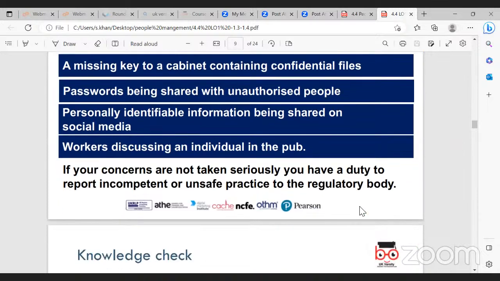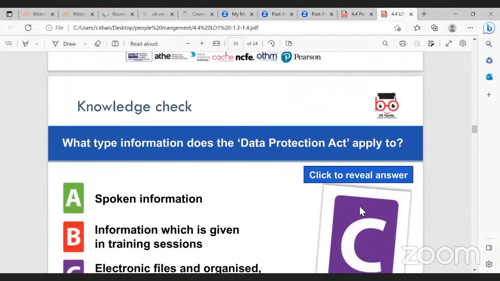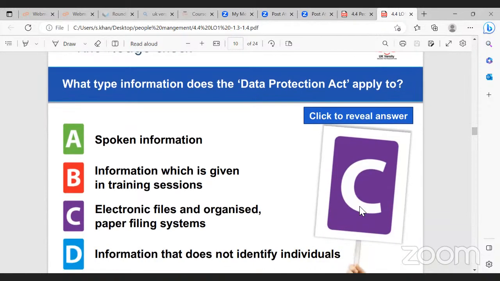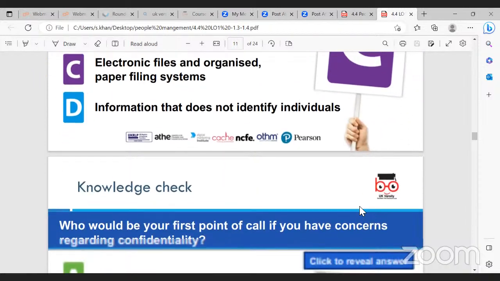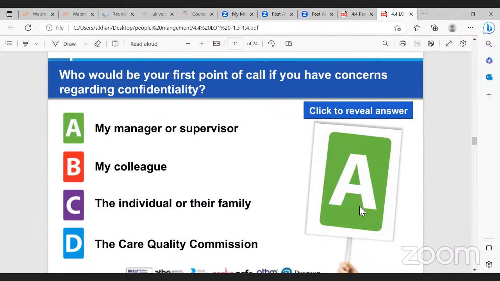It's really important you keep everything, in regards to confidentiality, at work. If your concerns are not taken seriously, you have a duty to report incompetent or unsafe practice to the regulatory body. Knowledge check. What type of information does the Data Protection Act apply to? Spoken information which is given in training sessions, electronic files and organised paper filing systems, and information that does not identify individuals.